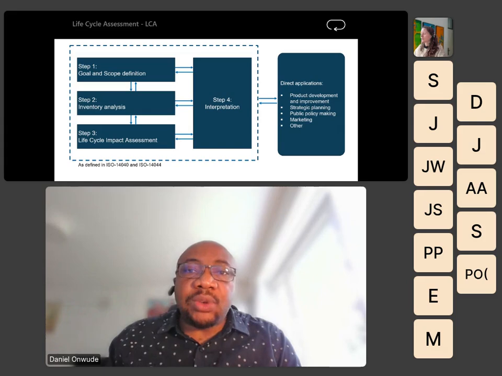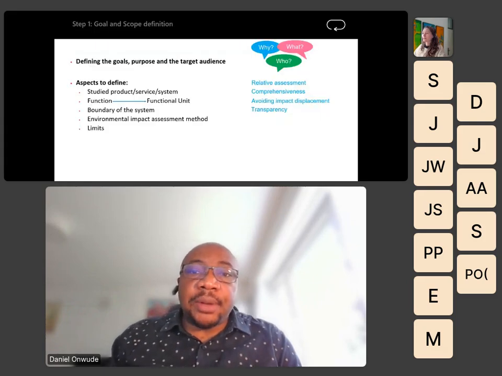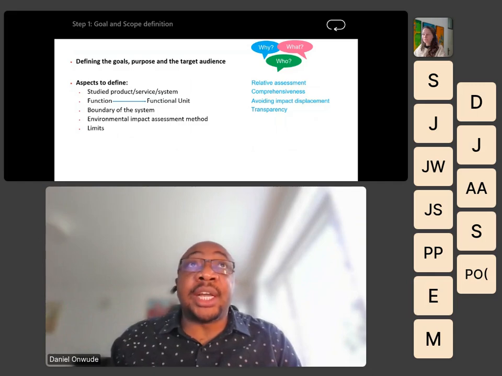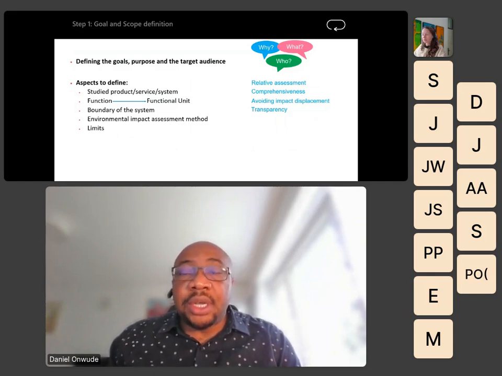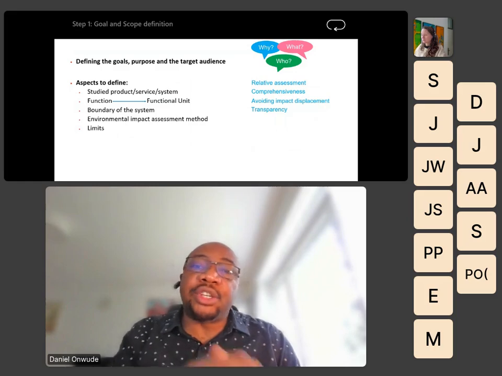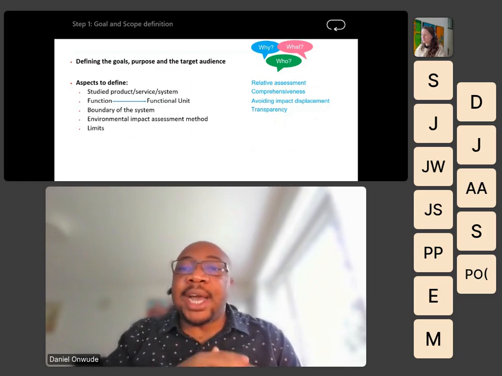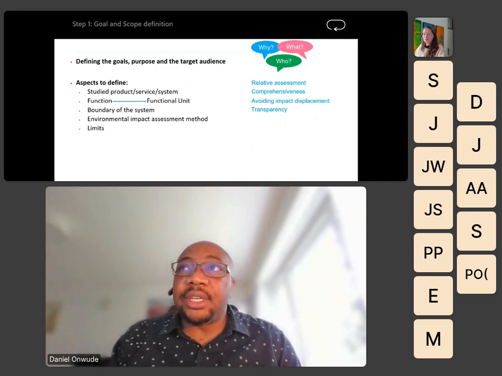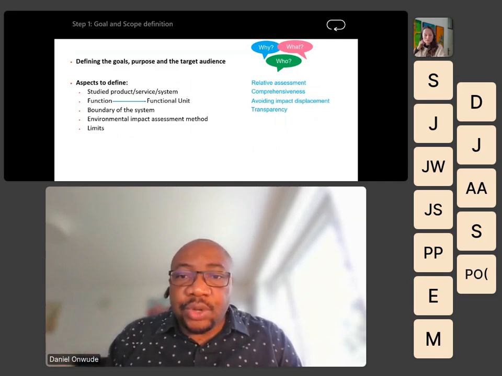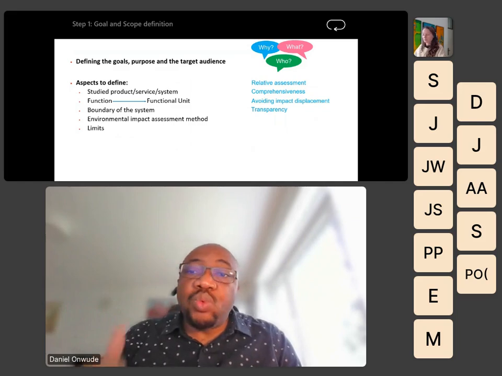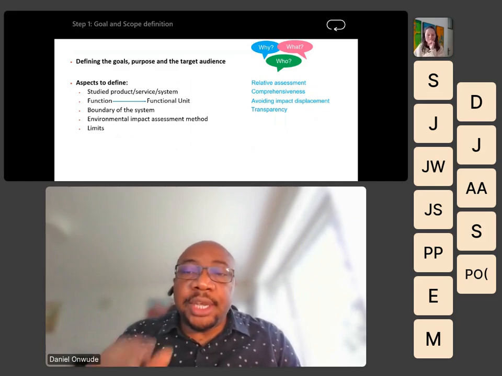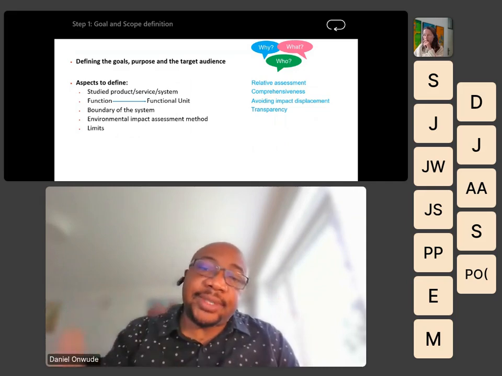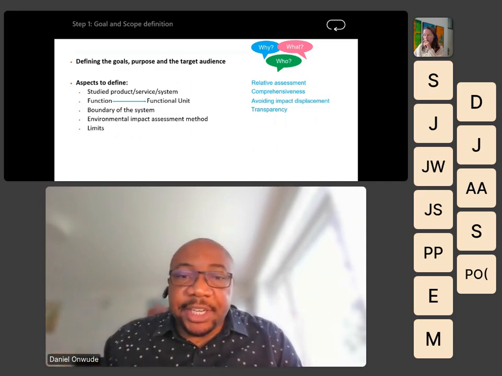Okay, now let's look at each of these steps. Let's break it down a little bit. So step one, which is the goal and scope definition, is all about setting the direction of the LCA. So we start by asking three key questions. Why are we doing this study? What do we want to assess, and who is it for? So if you could clearly answer these questions, then you already have a very good start for your LCA implementation.